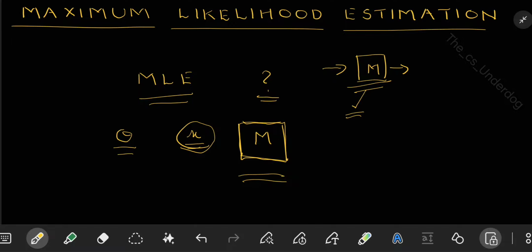For this, what should it do? The probability of observing the given data, that should be maximized. Whatever is the given data, the probability of observing that if you go through the model should be maximized. In order to achieve this particular thing, you use maximum likelihood estimate.